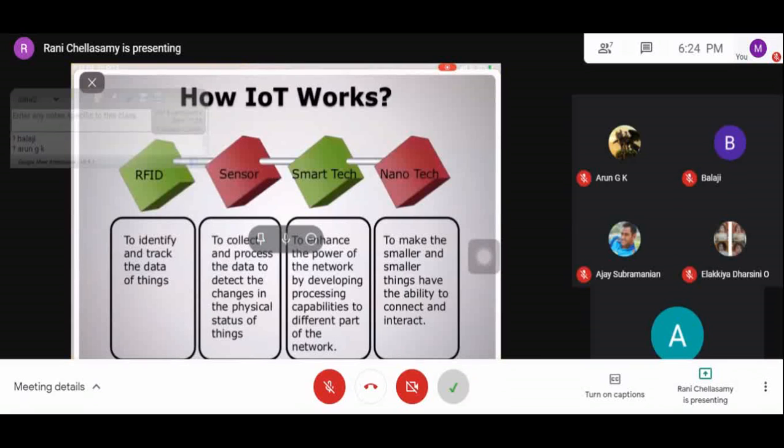Next we'll see how the IoT works. RFID is the main thing here. It is used to identify and track the data of things.